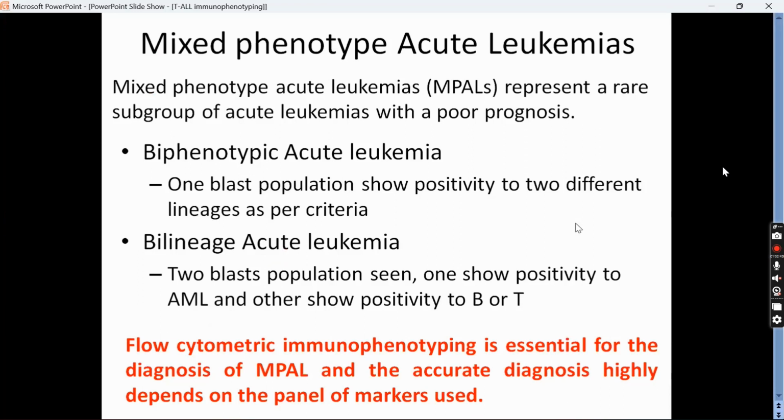I just want to cover mixed phenotype acute leukemia because the next class on AML is quite lengthy, so I may not have time to cover mixed phenotype. So I will finish mixed phenotype with a couple of slides.